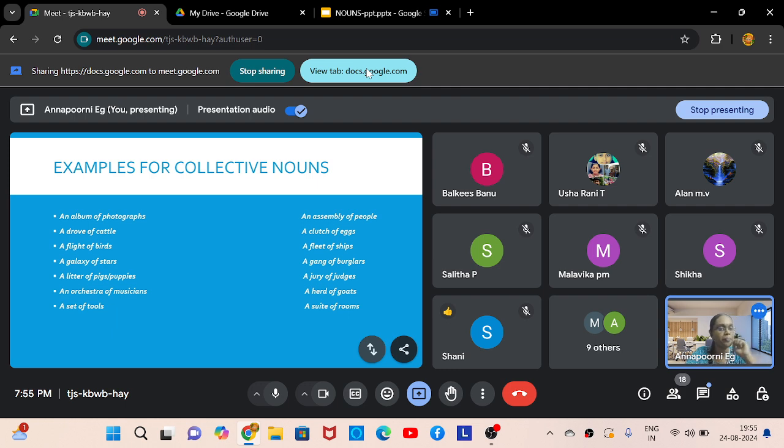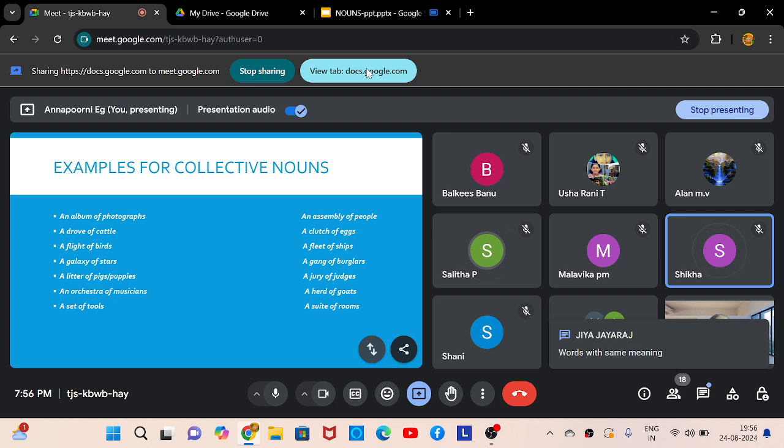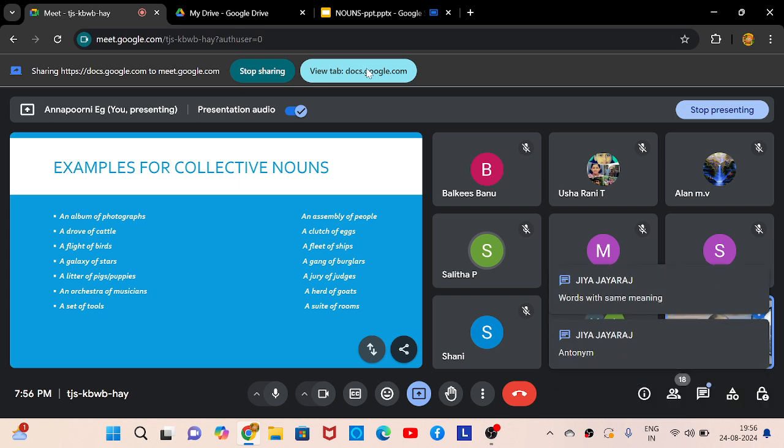What is a synonym? Does anyone know? What is meant by the word synonym? Yes, the words with the same meaning. And what do we call the ones with opposite meanings? Antonyms. Very good. Yes, Gia, you are correct. Words with same meaning are called synonyms and words with the opposite meaning are called antonyms. Very good. Okay. So a gang of burglars.